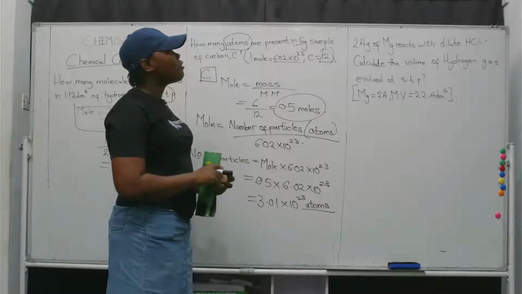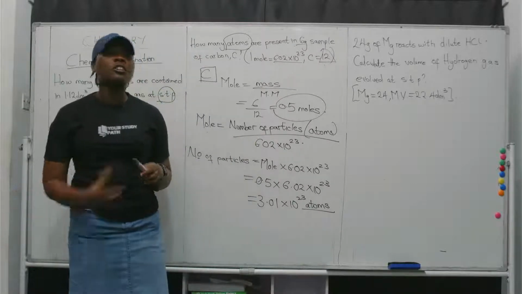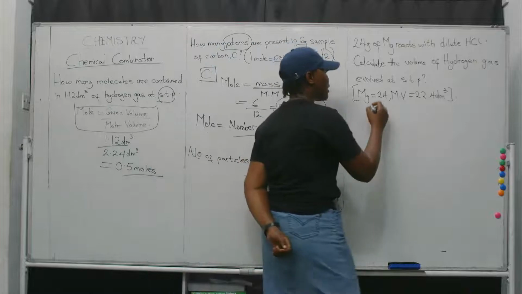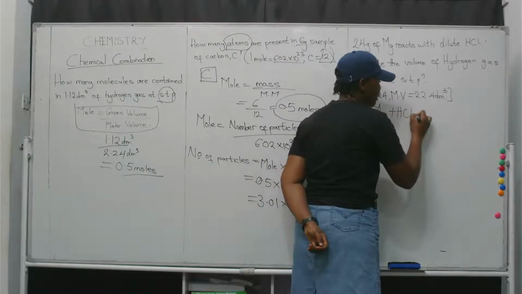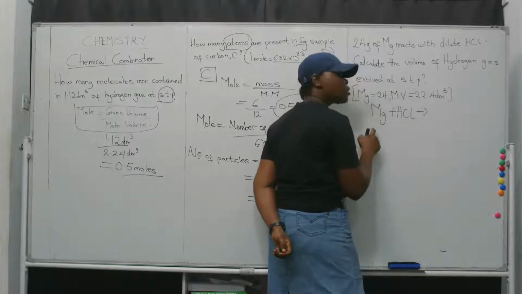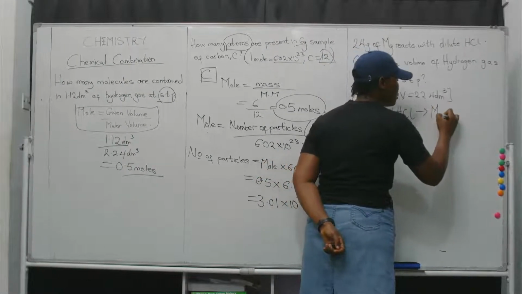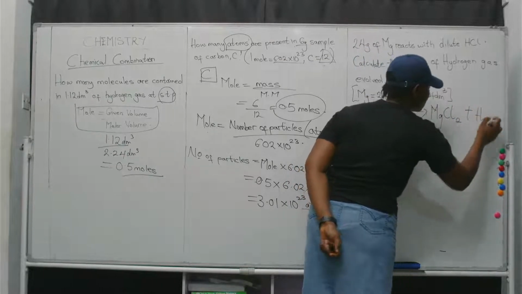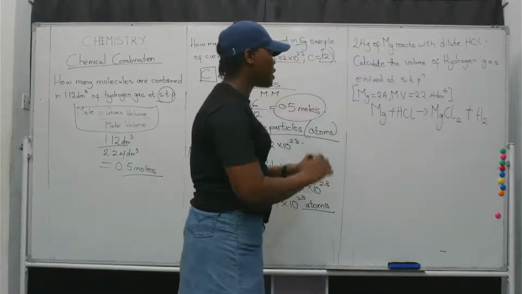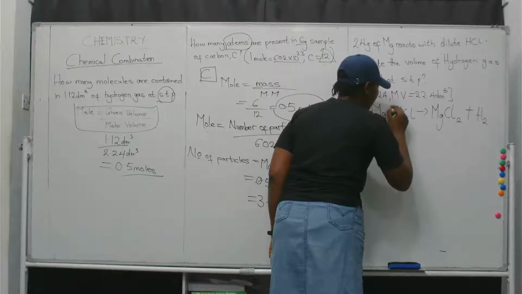So, first off, what do you think the equation of reaction will look like? Magnesium plus HCl. That's a reaction of an acid and a metal. And this should give you MgCl2 plus hydrogen. So let's balance this equation. We just basically need to put 2 here.